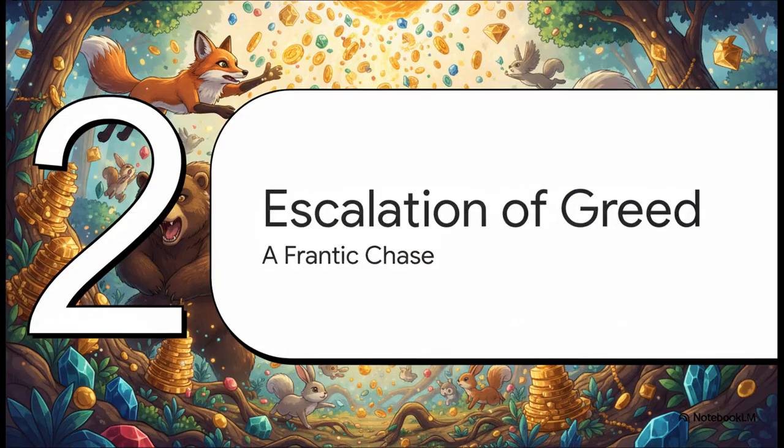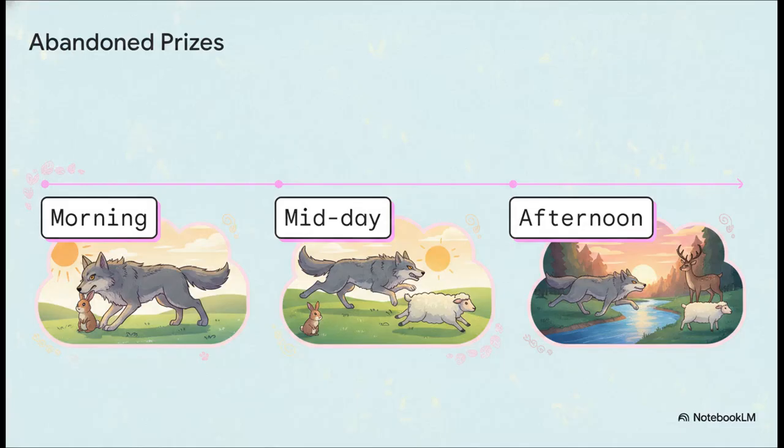Moving into Section 2, the escalation of greed. The frantic chase begins. To see exactly how this builds, let's look at a timeline that maps out the prompt's use of a classic storytelling trope, the rule of three. The action is super fast-paced, mirroring this frantic chase across the forest floor. We're visually stacking up the wolf's terrible decision-making here.